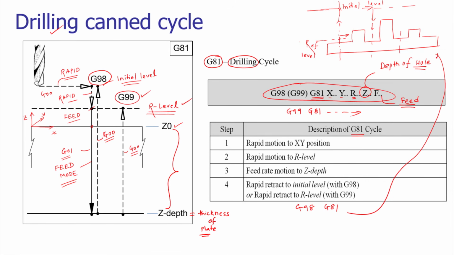Or let us consider that we have to change the tool. The drilling has been completed, then we have to do the spot drilling operation or countersinking operation. For that purpose, we need to change the tool. So in that case as well, we need to go to the initial level and then ask the cutting tool to go to the home position. For that purpose as well, we are using the G98 command.